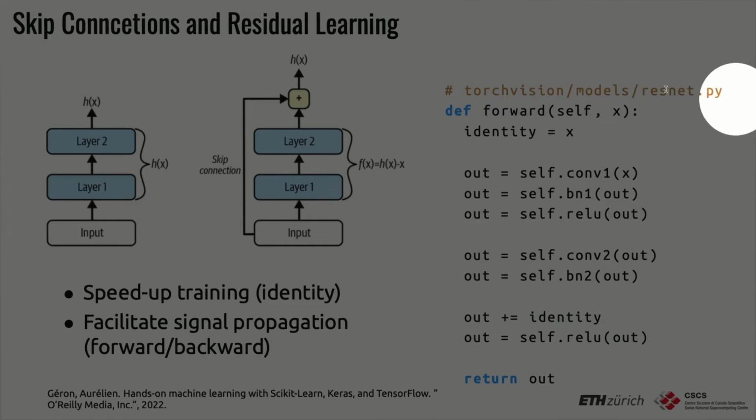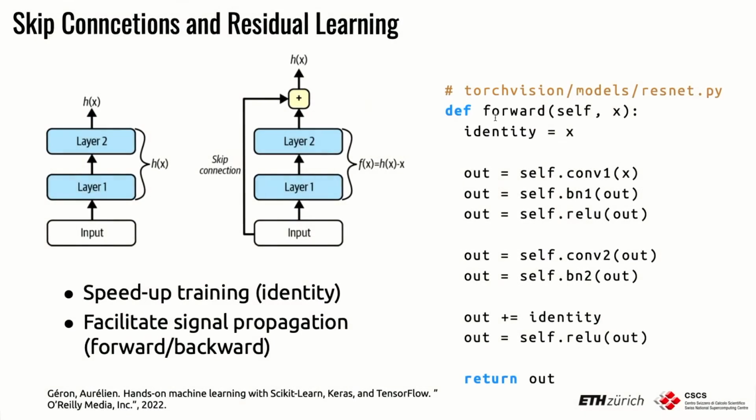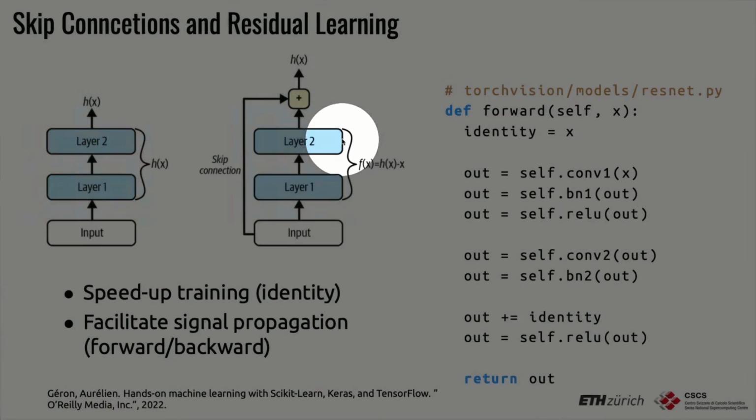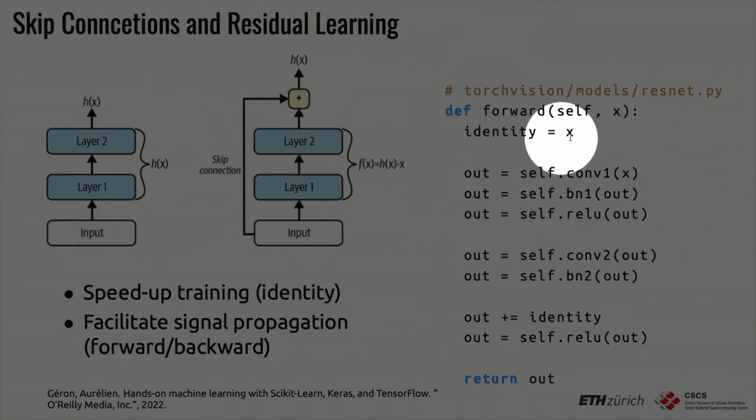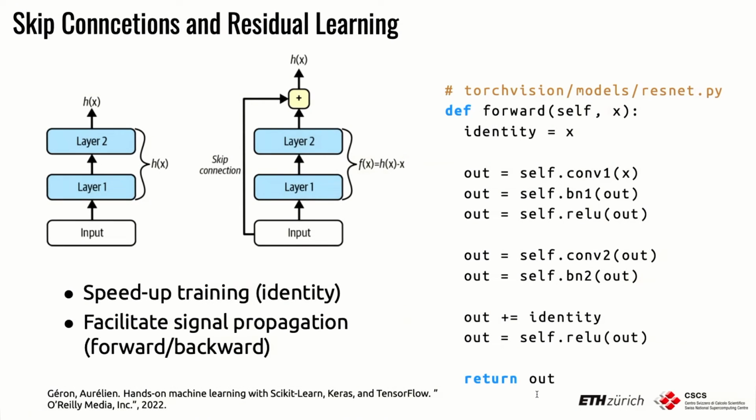I just took it from the official implementation in Torchvision. You have your forward function for this block, so for these 2 layers. You take a reference to the identity, and then you pass it through the first convolution, batch normalization, ReLU, convolution, batch normalization. Then when you have your output, you just sum the original input, and then you apply the activation function again, and that's your output.